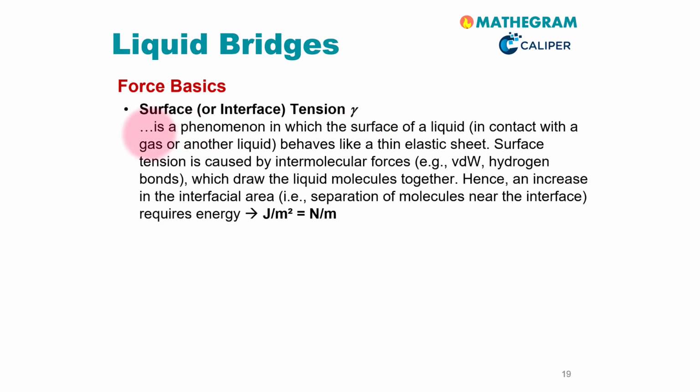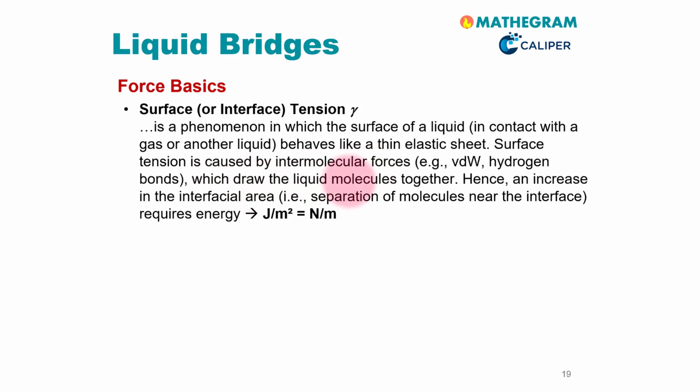Surface tension is a phenomenon in which the surface of a liquid that is in contact with another liquid or a gas behaves like a thin elastic sheet. This is caused by intermolecular forces, for example van der Waals forces, but in this case between the molecules. For water, also hydrogen bonds are important. Again, these are intermolecular forces and they have nothing to do with the cohesion forces that we have discussed so far.